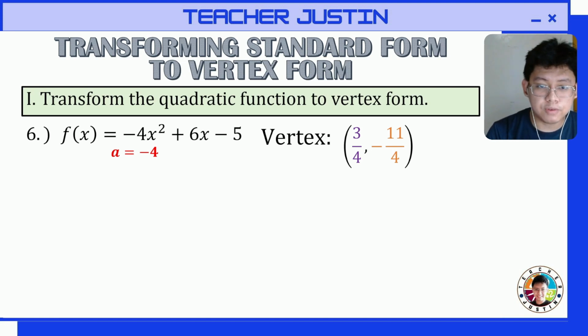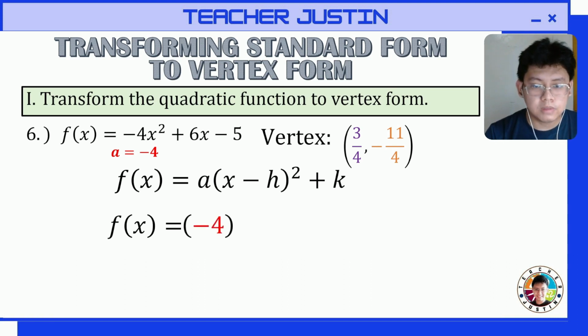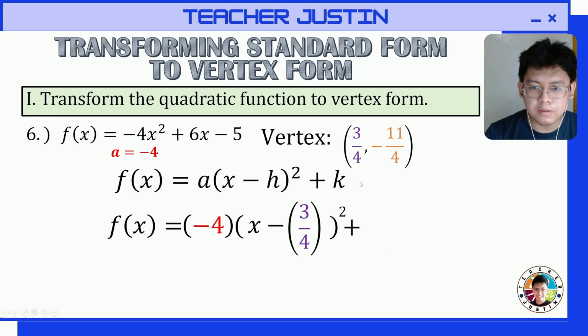Now that we have the vertex and our value of a, we can write it in our vertex form. Let's replace all values of a, h, and k by their corresponding values. So we will have f of x is equal to negative 4, open parenthesis, x minus the value of h, which is 3 over 4. Then, close parenthesis, squared. Then, addition symbol, k is negative 11 over 4. Now, let's simplify the signs.